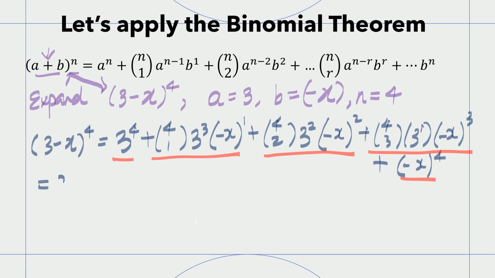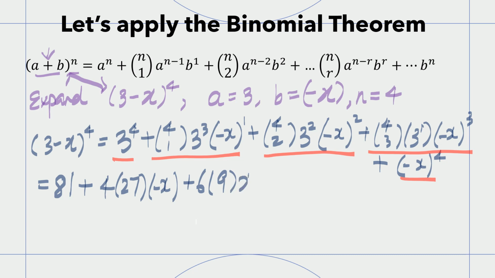3 to the power of 4 is 81. 4C1 is 4 times 27, negative x. 4C2, use a calculator. 4 shift and C, 2. Should get 6. 3 squared is 9. Negative x times negative x will give you x squared. 4C3 gives you 4. 3 to the power 1 is 3. Negative x times another negative x will give you negative x to the power 3. Finally, you will get positive x to the power 4.